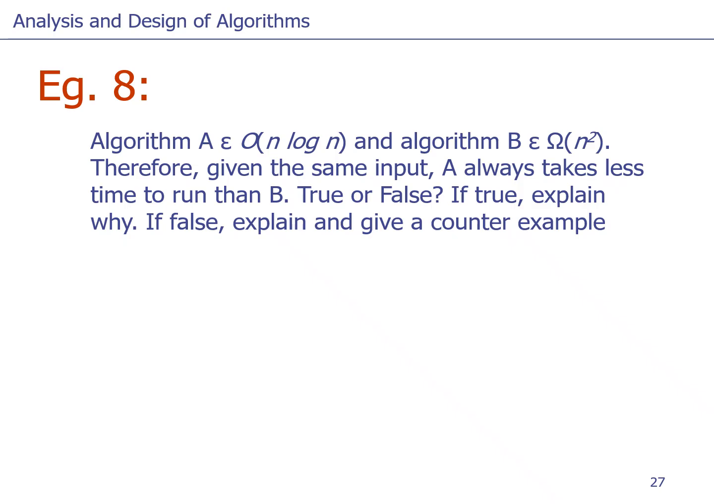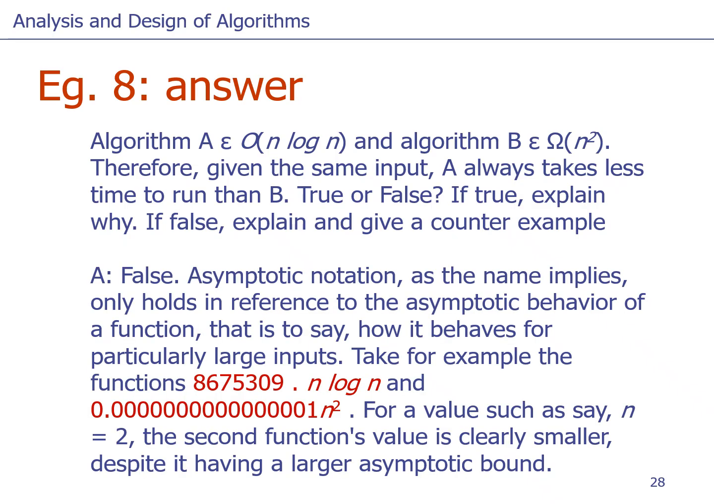Now I give this same input to B. If it performs at its best case, it's going to be n squared. But if it performs at its worst case, I don't know. It's going to be something worse than n squared. Okay? So can I claim this? A will always take less time to run than B. Now, the answer is this is false.